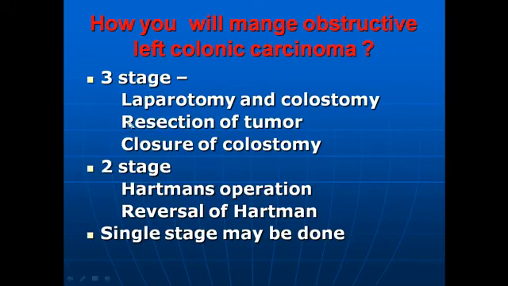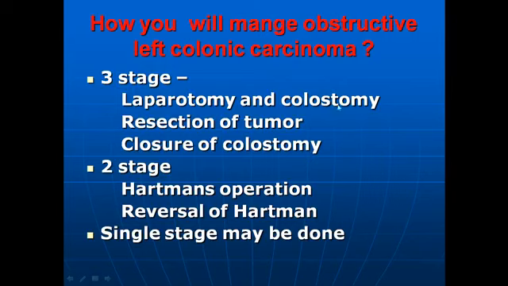And in the second stage, you will do the resection of the tumor. After that, you normalize the condition of the patient: correction of the anemia, electrolytes, albumin, liver functions, etc. Then you do the resection of the tumor in the second stage, and in the third stage, you do closure of the colostomy.